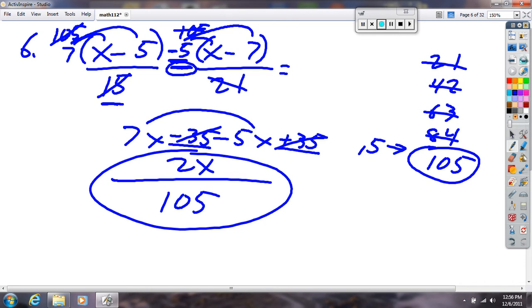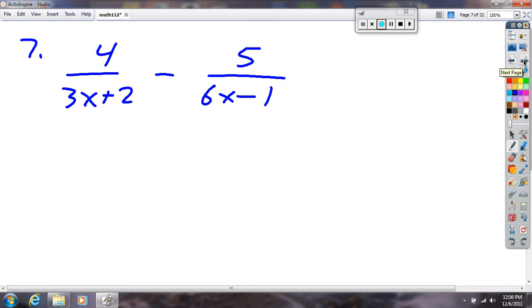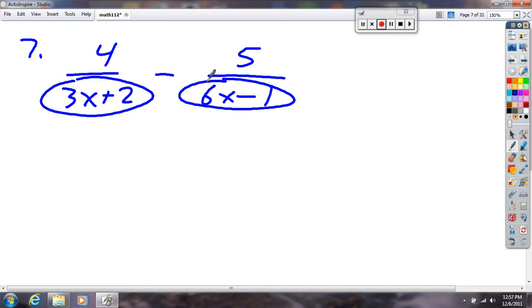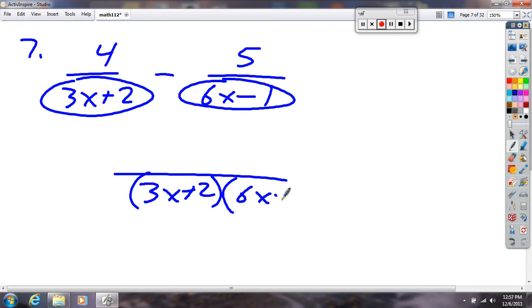Number 7 is the same type of problem, but this time the denominators are algebra rather than numbers. If we have a binomial and a second binomial that are different, our common denominator is going to be both binomials. First one, 3x plus 2, I have to have that, and I have to have 6x minus 1, so I have both of them, just write them down separately like that.